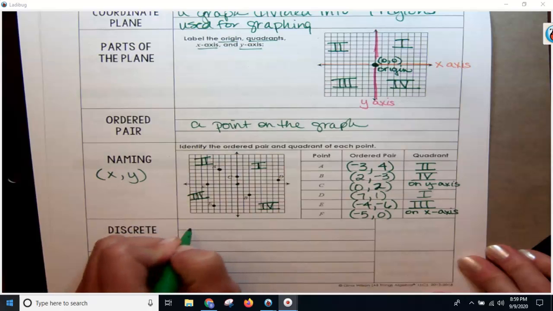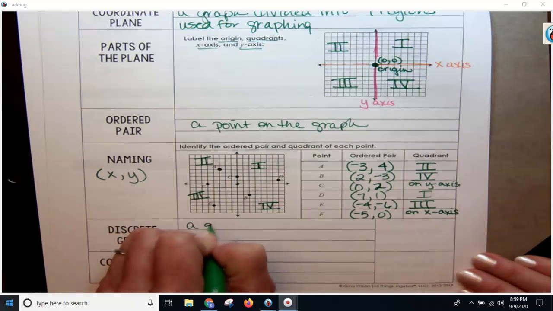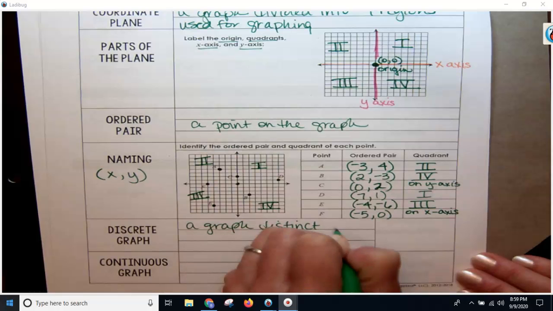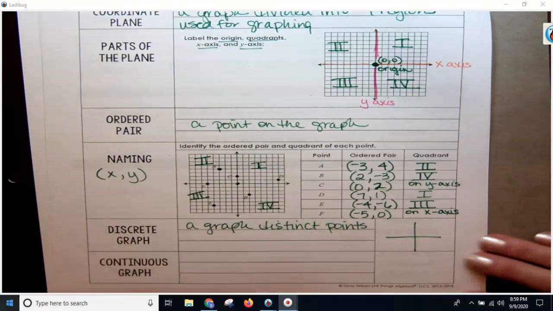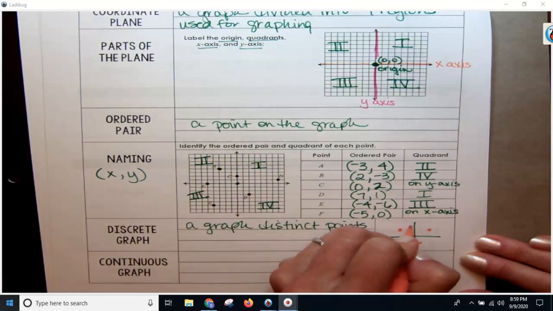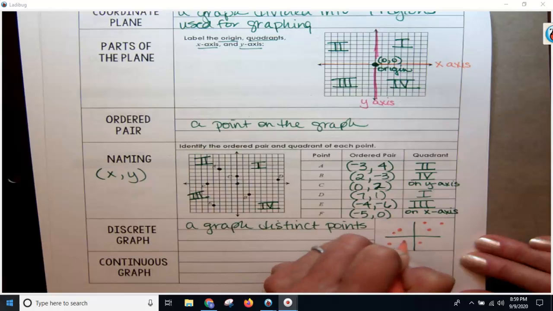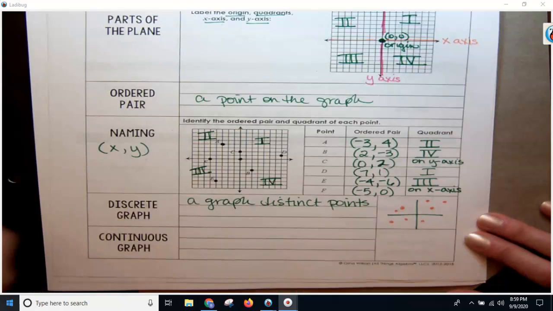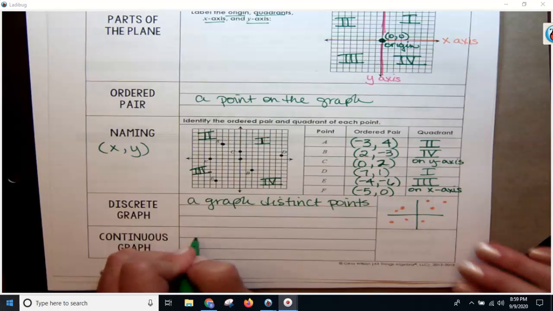A discrete graph, as we talked about, is a graph of distinct points. What that looks like is it does not have any continuity to it. So basically, it's just going to look like points. And they may be in a specific order, they may form some sort of pattern, but they are not connected. Unlike a continuous graph, which basically is a graph with connected lines.